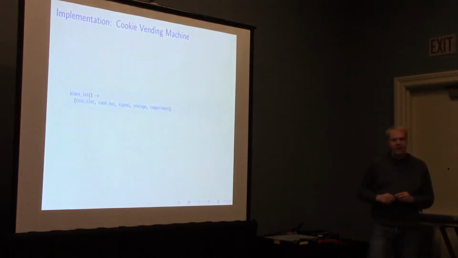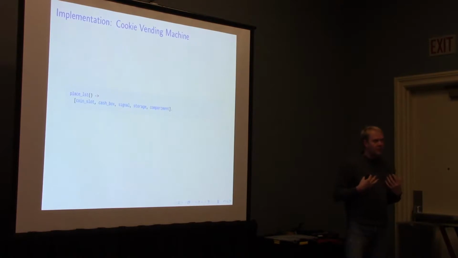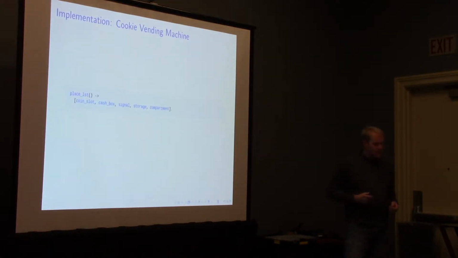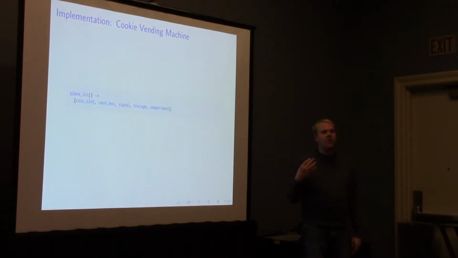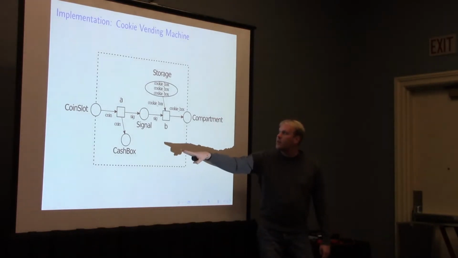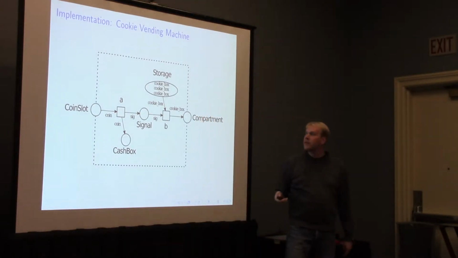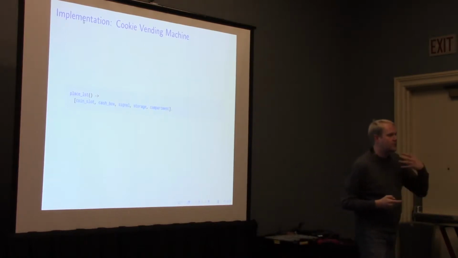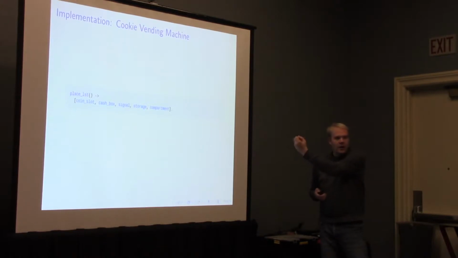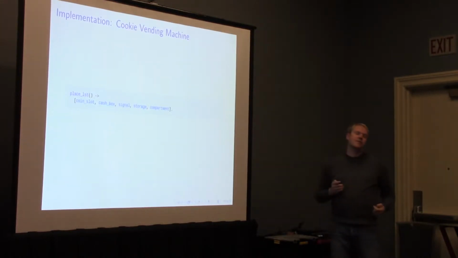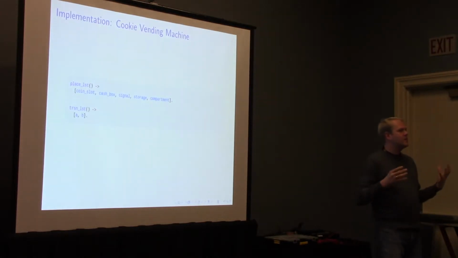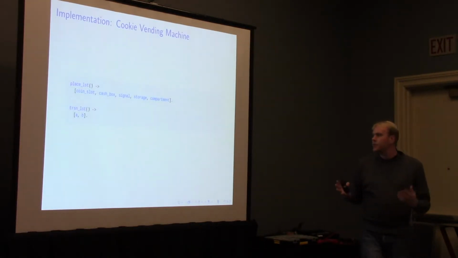So I need a couple of pieces of information from you in order to enact this Petri net. The first is that you have to tell me the names of all the places in the net. So we had the coin slot, the cash box, the signal, the storage, and the compartment. And you're supposed to implement a function which gives a list, and all the atoms in the list are the names of the places. And the second thing I need to know is the names of all the transitions, which were A and B.